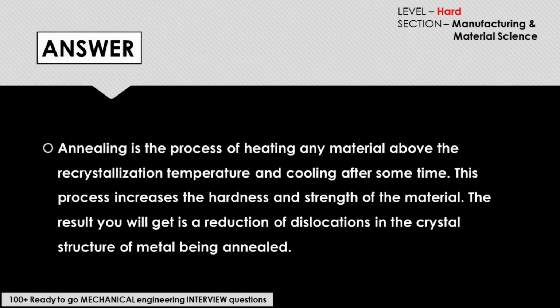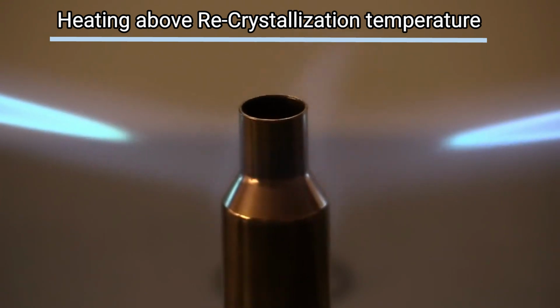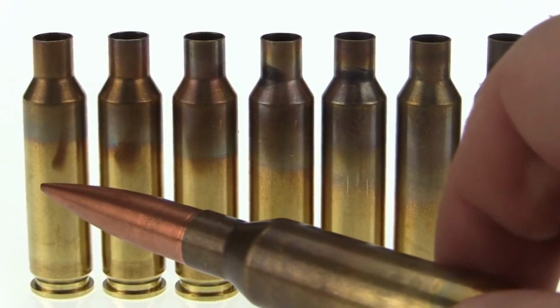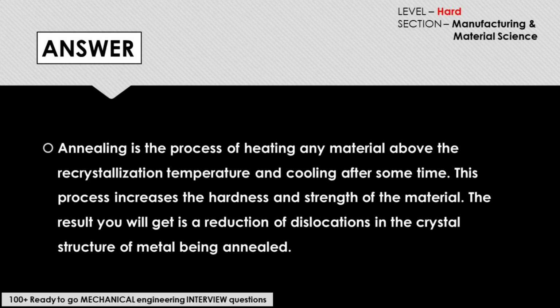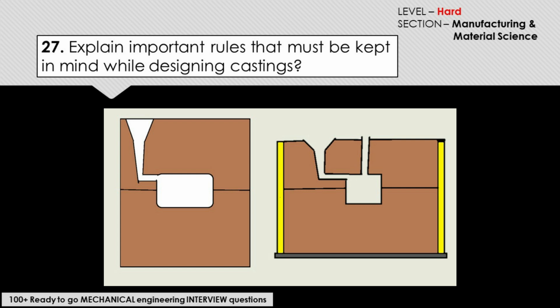The answer to this question would be: annealing is the process of heating any material above the recrystallization temperature and cooling after some time. This process increases the hardness and strength of the material. The result you will get is a reduction of dislocation in the crystal structure of the metal or the material being annealed.